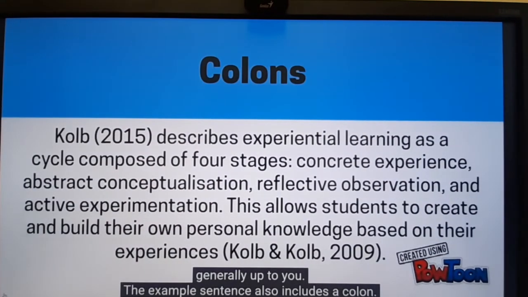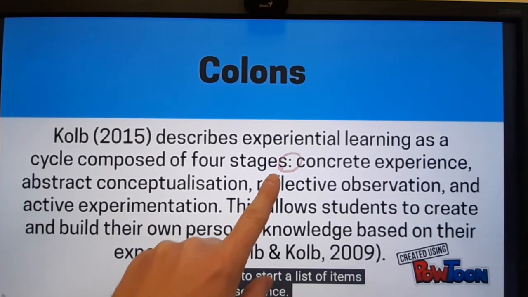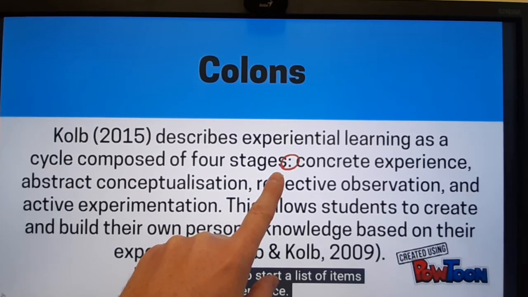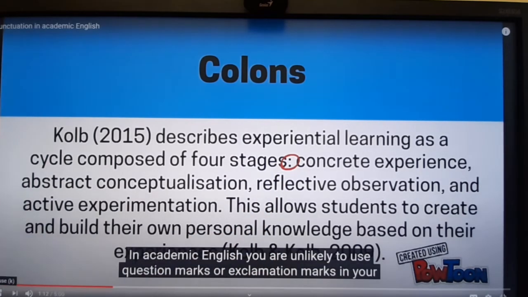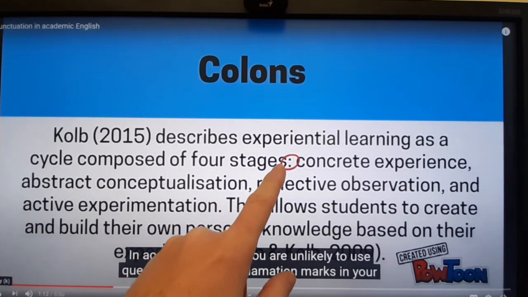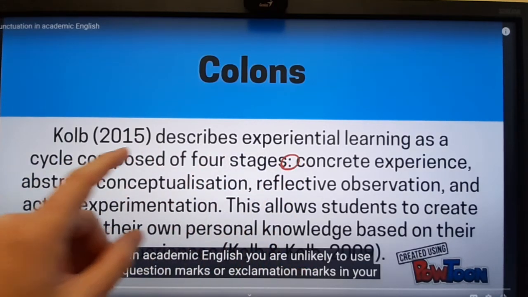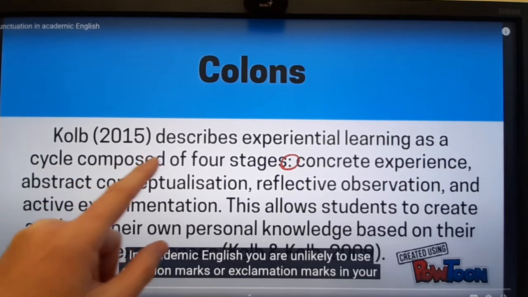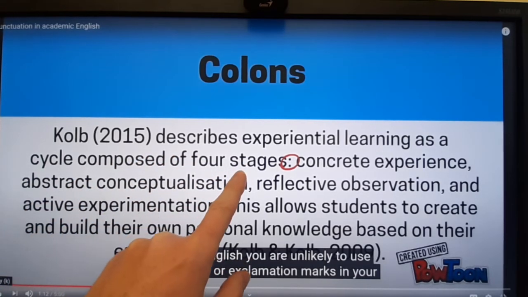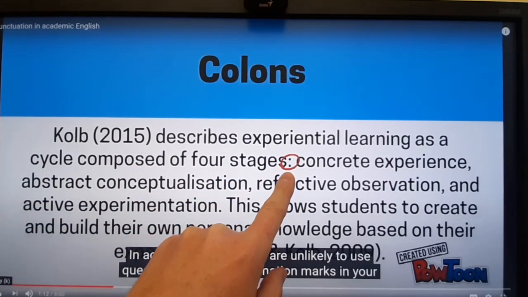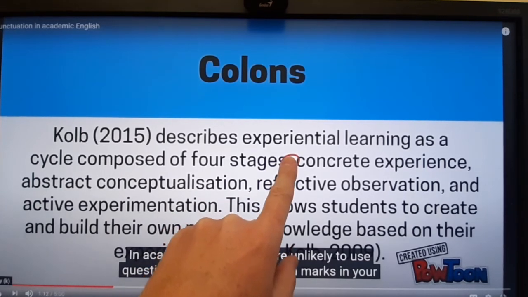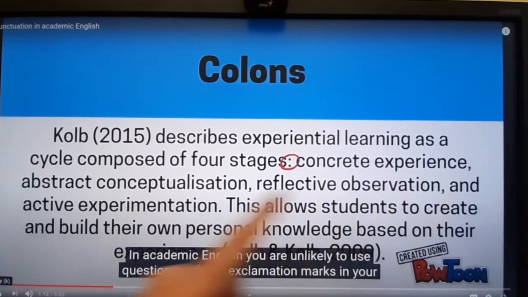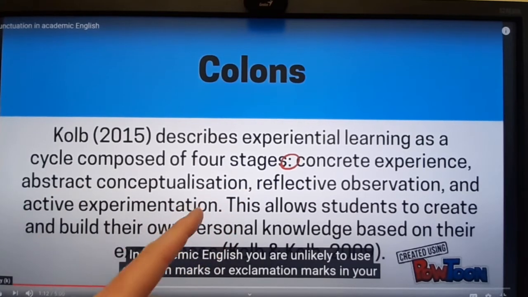The example sentence also includes a colon. The colon is used to start a list of items in a sentence. Okay, so remember, if you have a list of items, well, here we are. So it describes experimental learning as a cycle composed of 4 stages, okay? So we don't need to put a comma here, but we can put the colon, okay? And then after each item, then we stick the comma, okay?